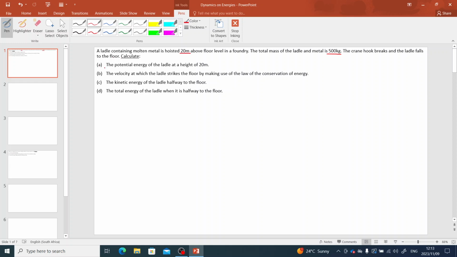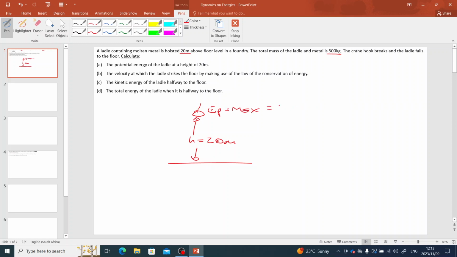Now, question number one, they want us to calculate the potential energy of the ladle at the height of 20. Now, it is hoisted 20 meters above ground level. The height there is 20 meters. They want us to calculate the potential energy there, EP max.